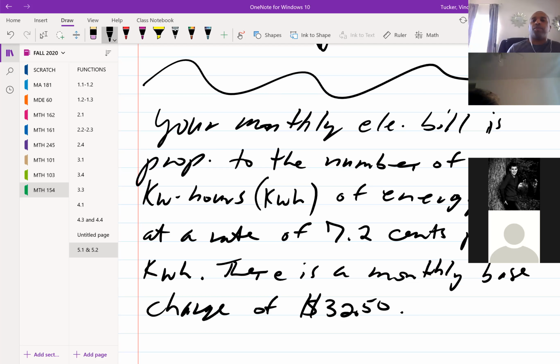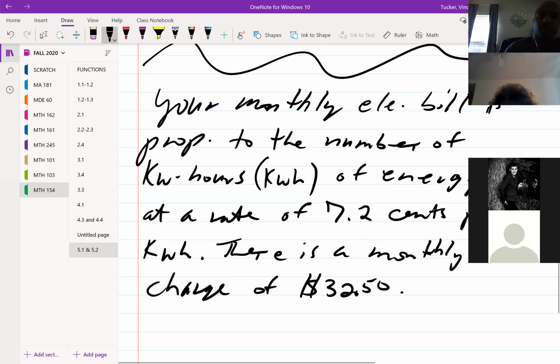All right, so your monthly electric bill is proportional to the number of kilowatt hours, kWh, of energy used, at a rate of 7.2 cents per kilowatt hour. There's a monthly base charge of $32.50. So they give us a chart like they did before.